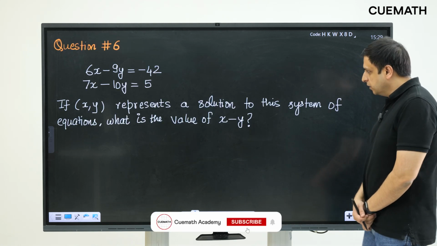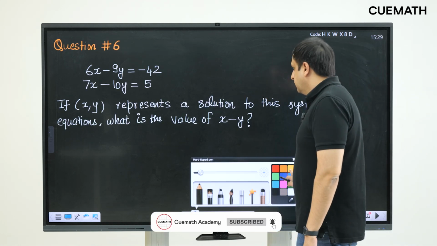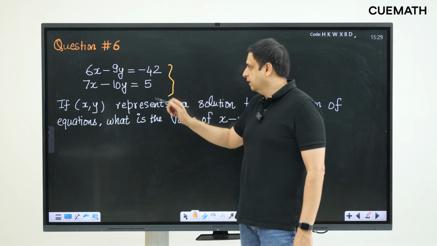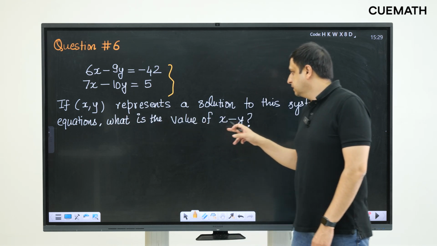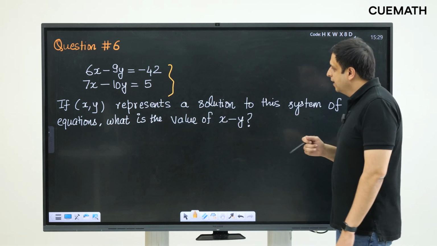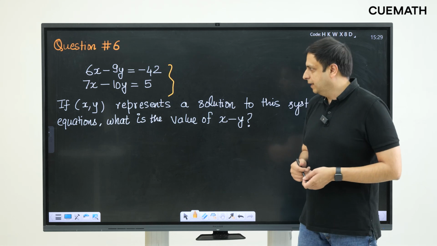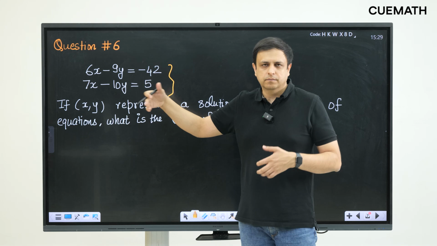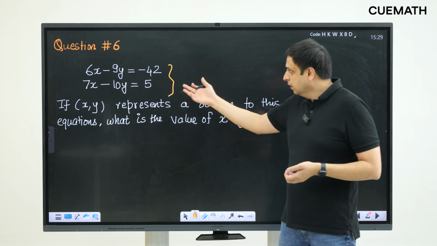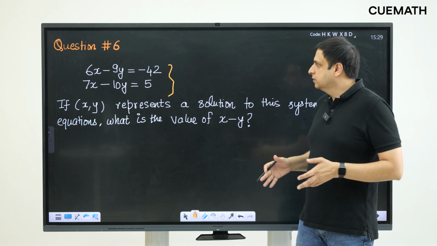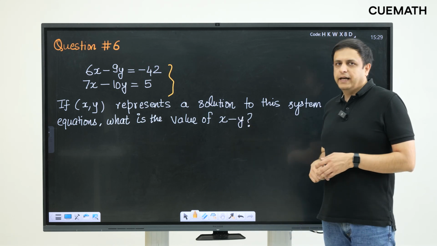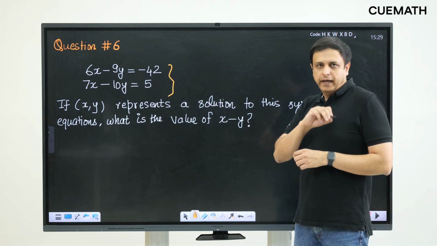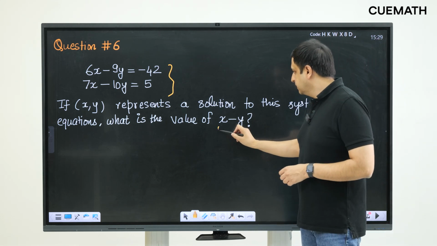Okay, and then here's a last question for this video, which says this is a pair of linear equations, 6x minus 9y is minus 42, 7x minus 10y is 5. If x comma y represents a solution to this system of equations, what is the value of x minus y? So, once again the traditional approach here would be that you solve this pair of linear equations by elimination or substitution or graphing the two equations. You find the values of x and y and then you calculate x minus y, but find only what you need to. What you need to find is not x and y separately, what you need to find is x minus y.